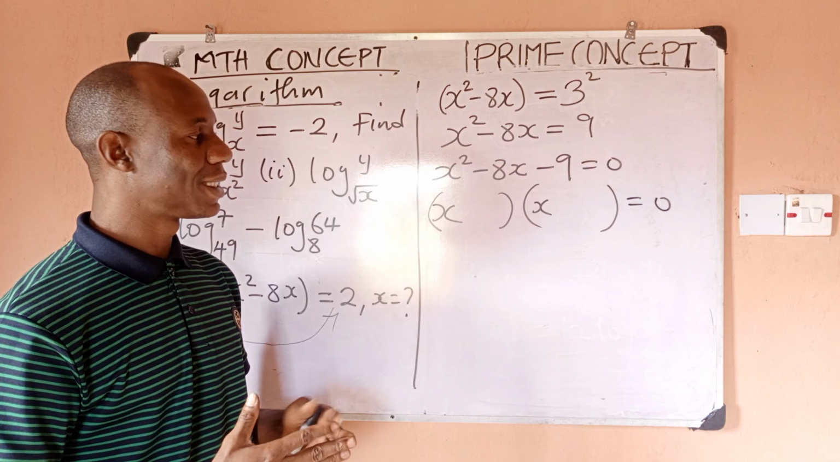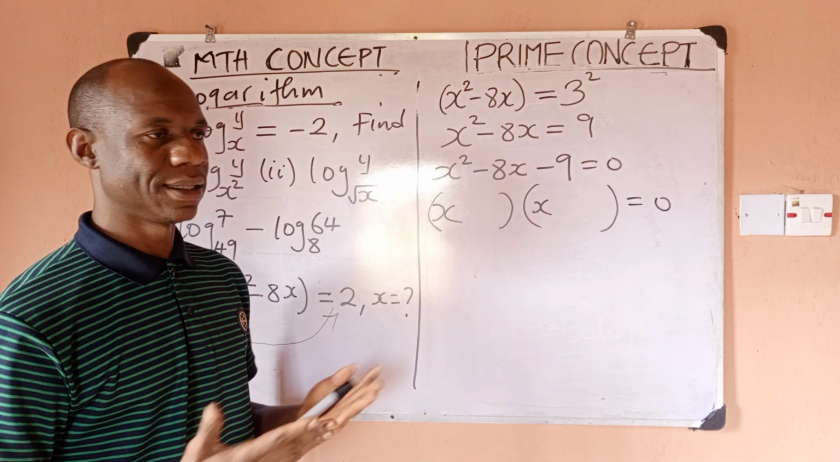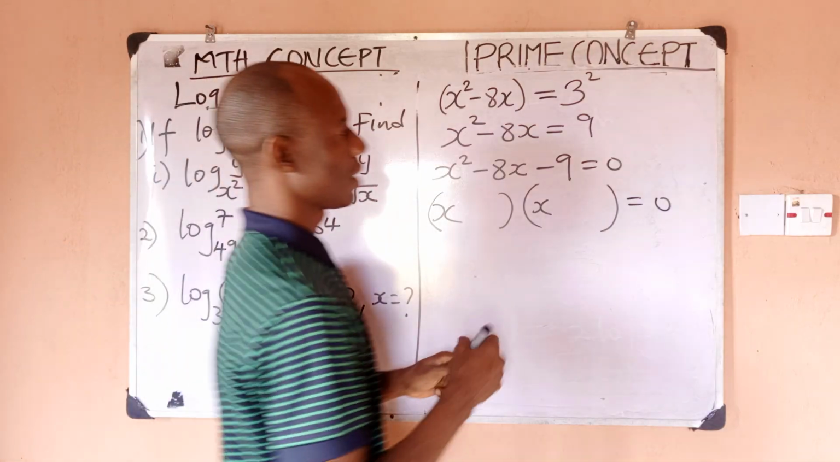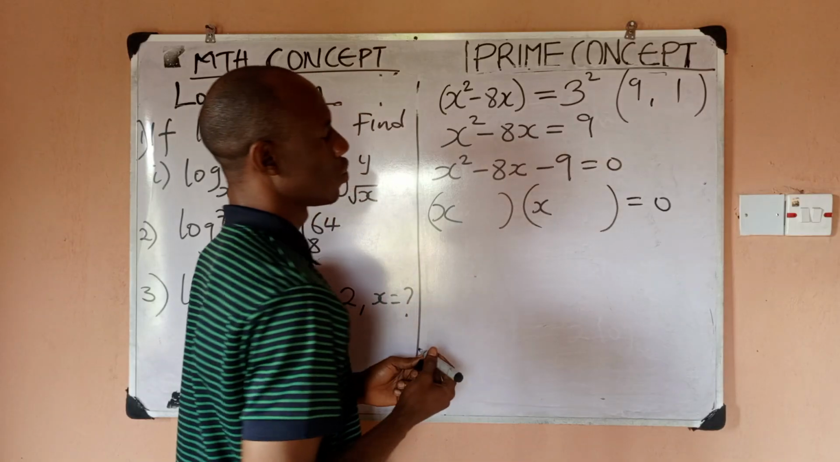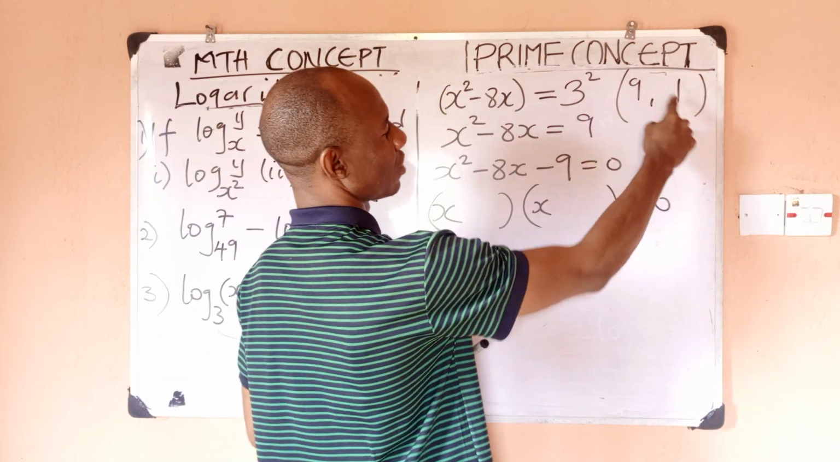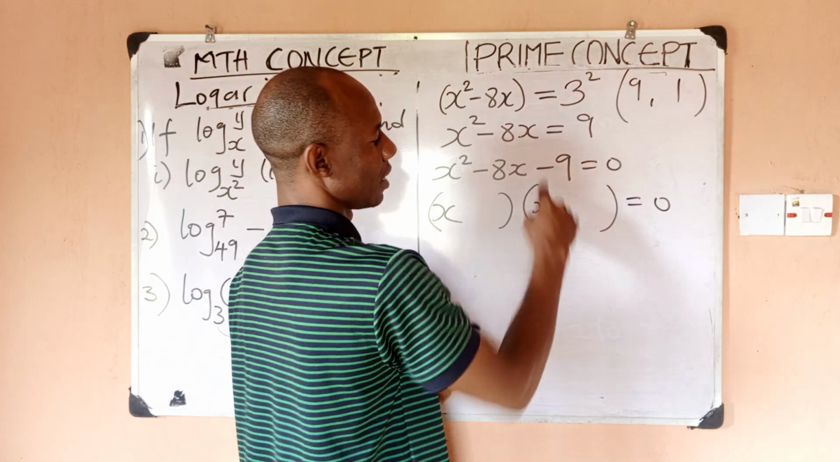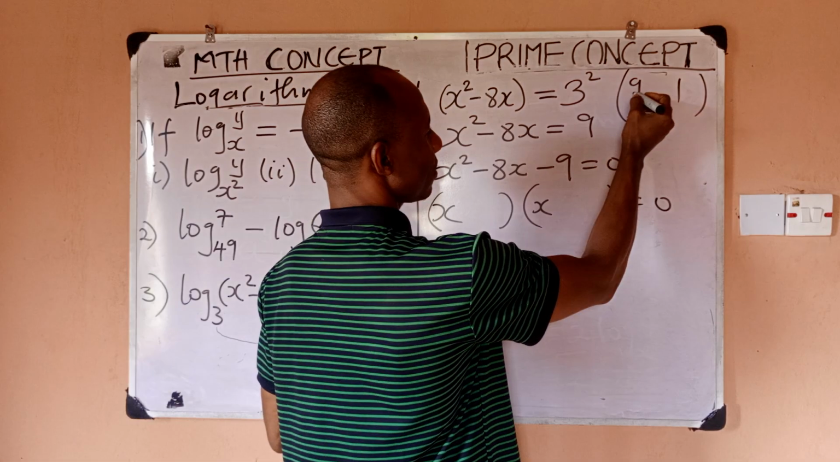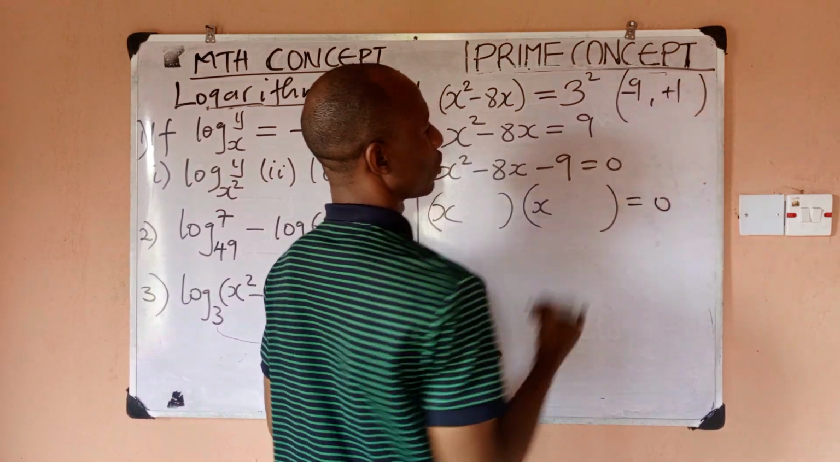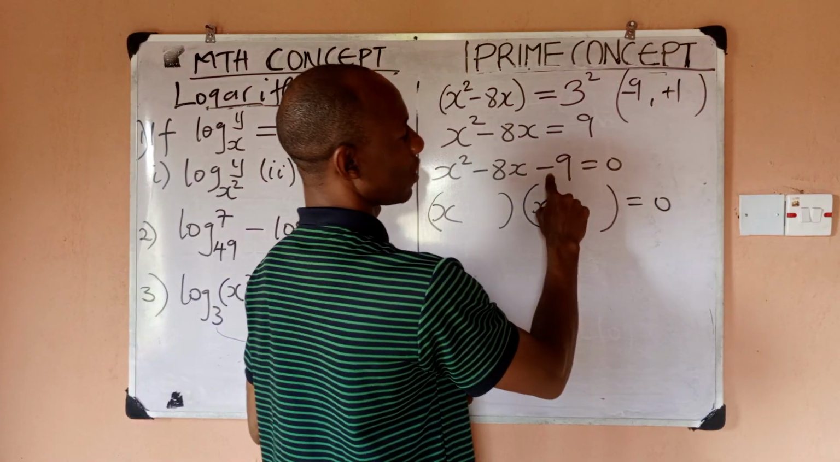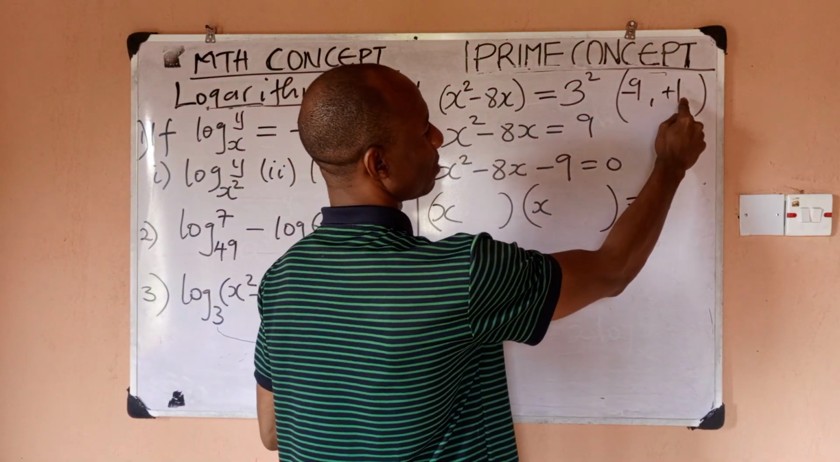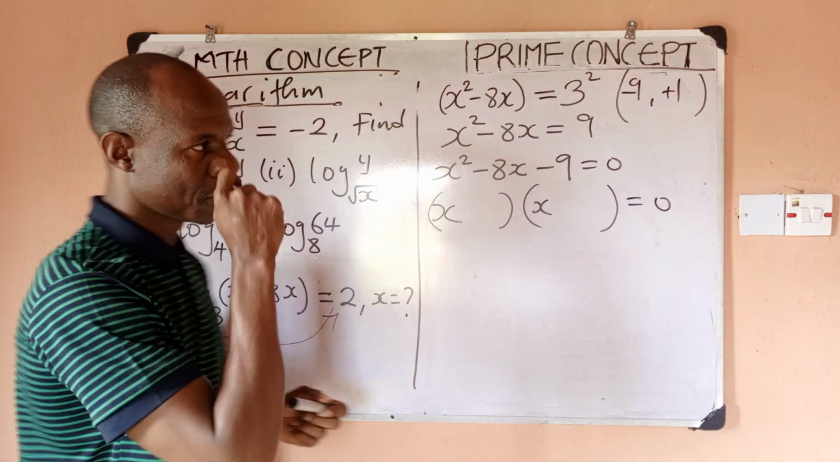I can say 9 times 1 is actually 9. So those two numbers could be 9 and 1. So that when I say this times this, it will give me 9, but I need minus 9. So I can say minus 9 and then plus 1. So that when I say minus 9 times 1, it will give me minus 9. When I say minus 9 plus 1, it will give me minus 8. So those are the two numbers.